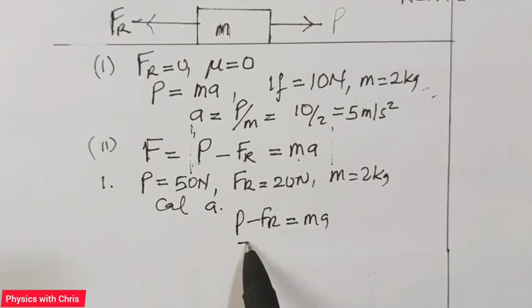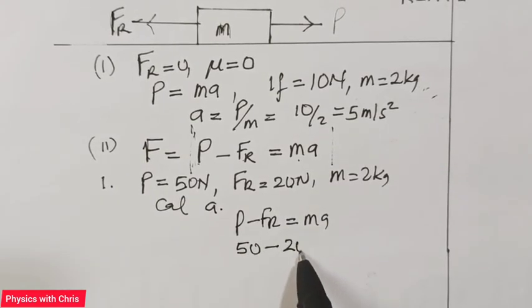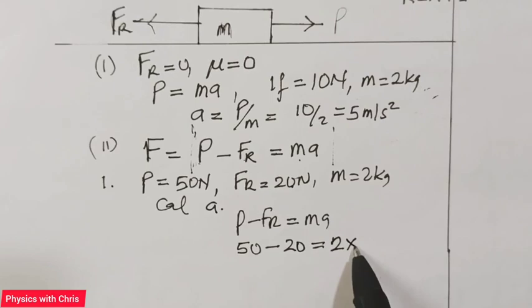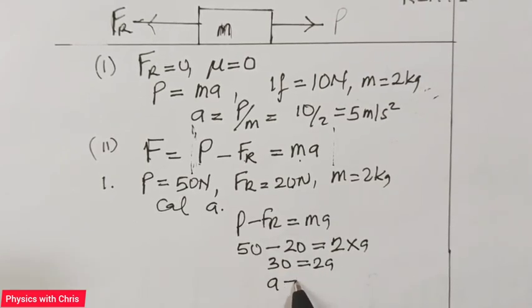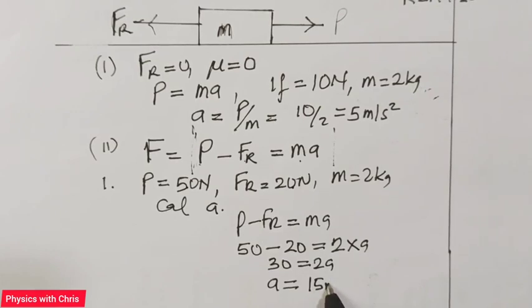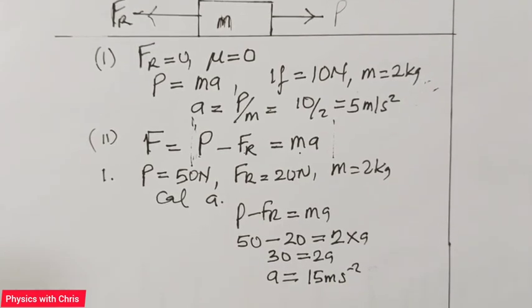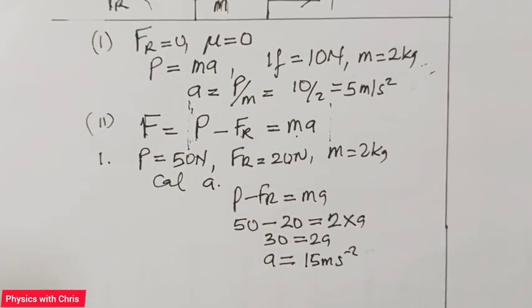My force P is 50 minus 20. Mass is 2 times acceleration. That gives me 30 equals 2a. My acceleration, therefore, equals 15 meters per second square, which means this block accelerates at the rate of 15 meters per second square. And if the block starts from rest, they may ask you to calculate the velocity attained by this body, maybe after 5 seconds.